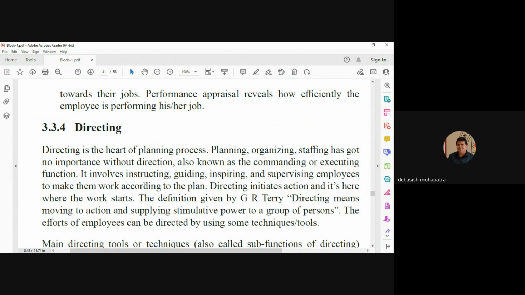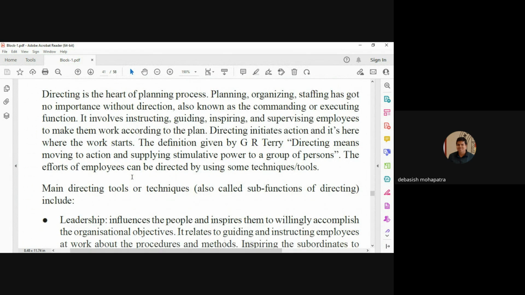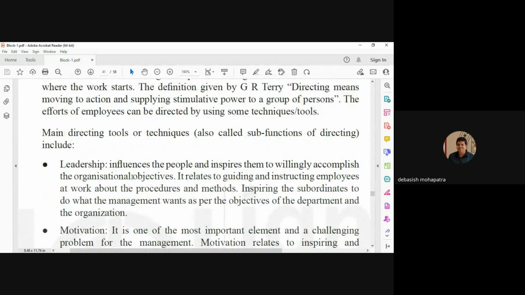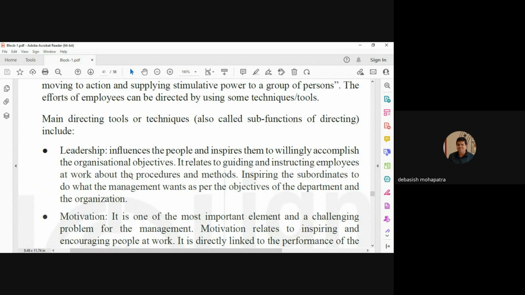The definition given by G.R. Terry: directing means moving to action and supplying stimulative powers to a group of persons. The effort of an employee can be directed by using some technical tools. So the main directive tools or techniques are leadership, influencing people and inspiring them to willingly accomplish the organizational objectives.